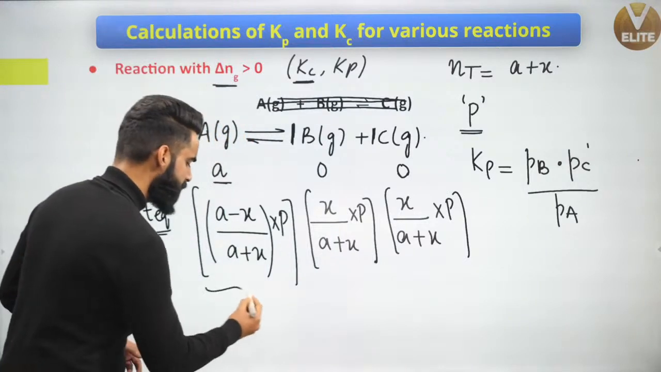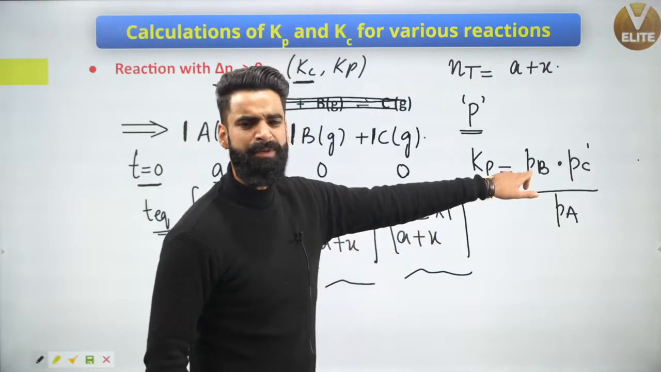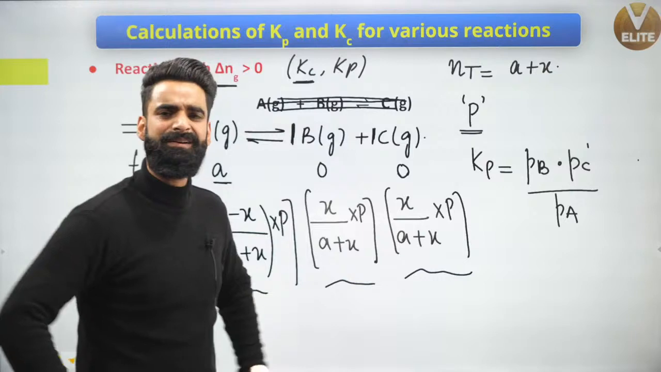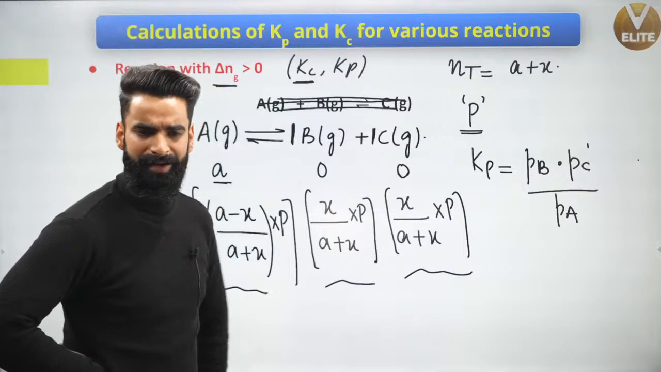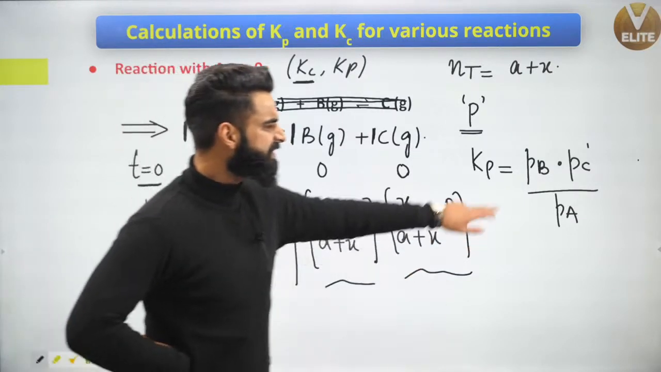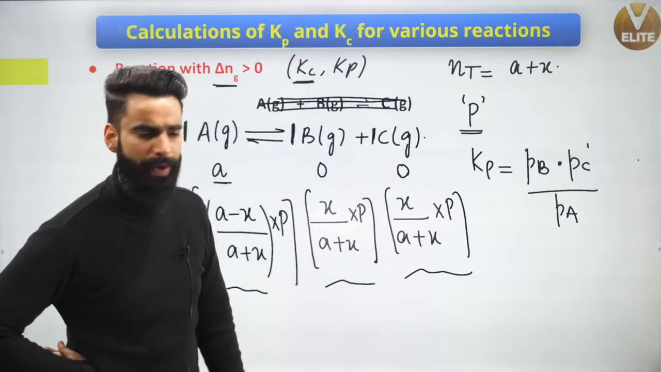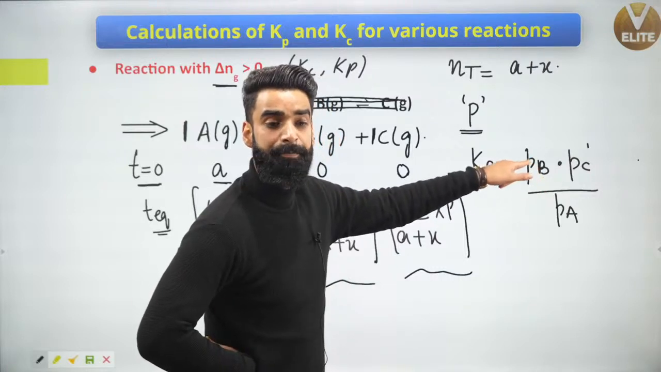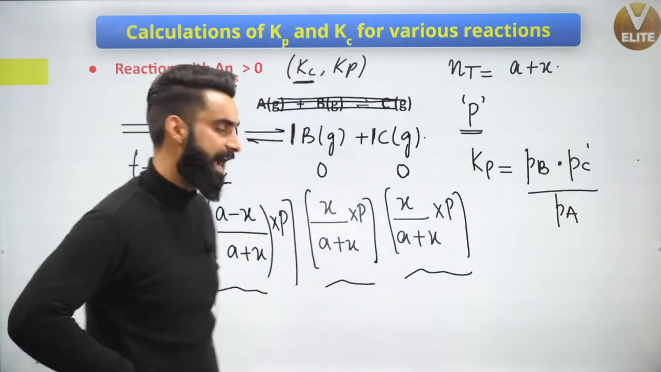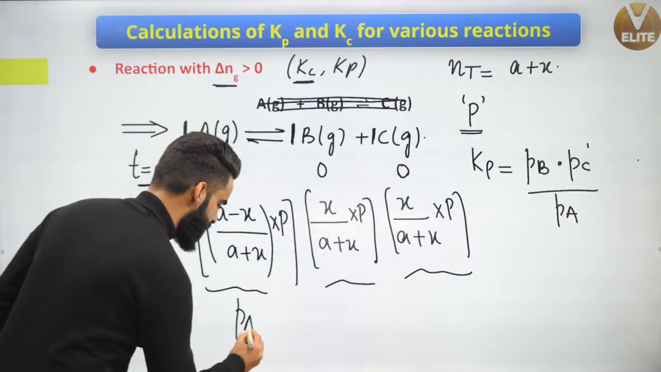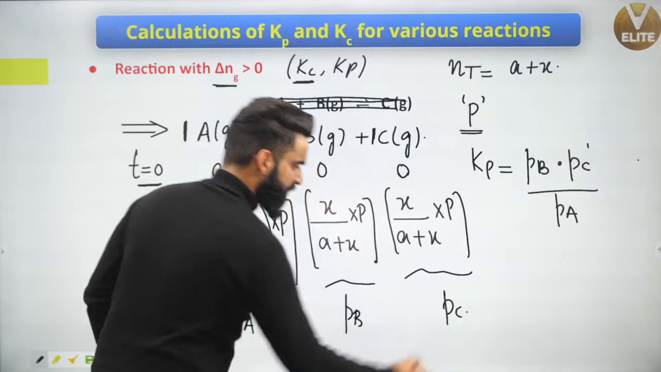Do I have all the values over here? What is this PB over here? Is this the pressure of B at time t equal to 0? Let me know in the chat box fast. No way. This is the partial pressure of B at equilibrium. This is the partial pressure of C at equilibrium. This is the partial pressure of A at equilibrium. This term is called the partial pressure of A at equilibrium. This is called the partial pressure of B at equilibrium. And this whole term is called the partial pressure of C at equilibrium.